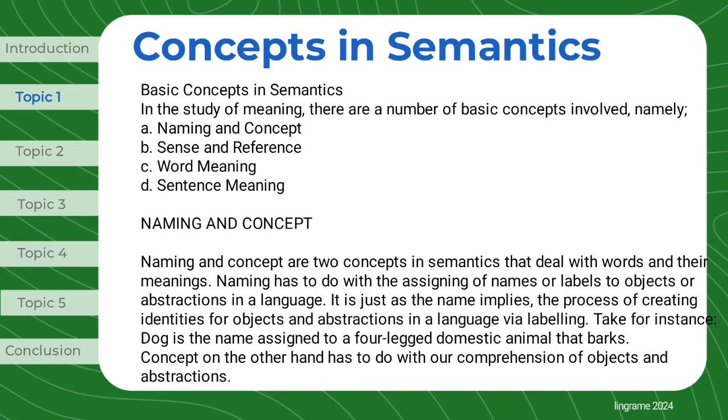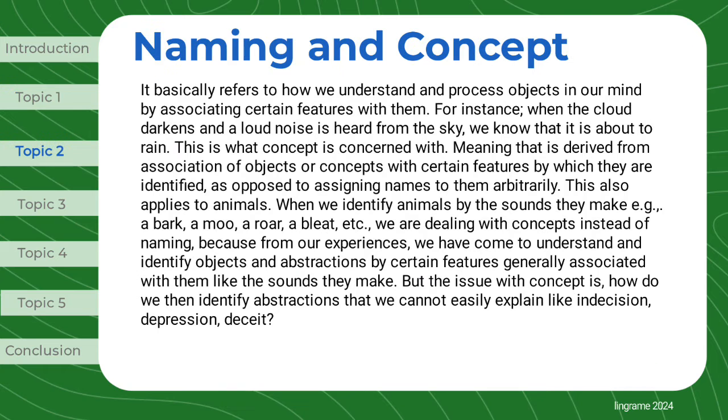Concept, on the other hand, has to do with our comprehension of objects and abstractions. It basically refers to how we understand and process objects in our mind by associating certain features with them. For instance, when the cloud darkens and a loud noise is heard from the sky, we know that it is about to rain. This is what concept is concerned with. Meaning that is derived from association of objects or concepts with certain features by which they are identified, as opposed to assigning names to them arbitrarily.